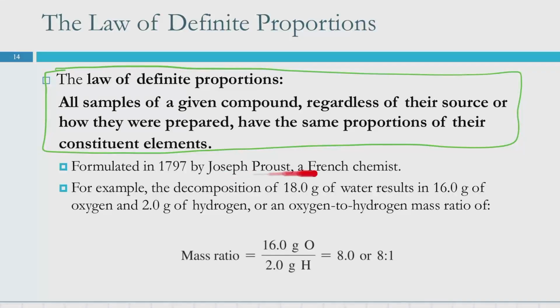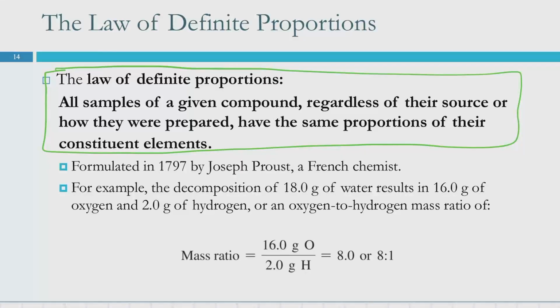So Joseph Proust, another French chemist, formulated this idea. The law of definite proportions states all samples of a given compound, so like one particular chemical, regardless of the source or how they were prepared, so it doesn't matter where it comes from, as long as it's that same chemical, it's going to have the same proportions of the elements that make it up.